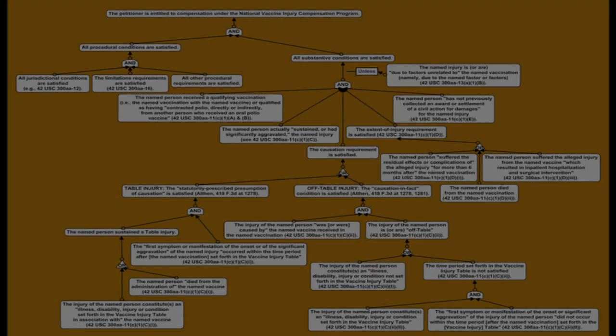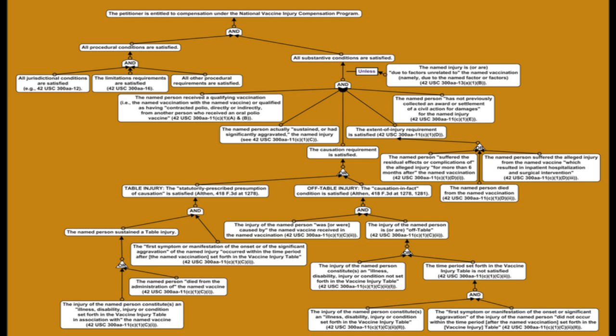So the vaccine injury project of the lab uses this statutory tree as a starting point and then adds additional rules established by case law of the Federal Circuit, and then finally models the reasoning of special masters in particular vaccine cases in which they applied these rules and that case law to make findings of fact in particular cases.